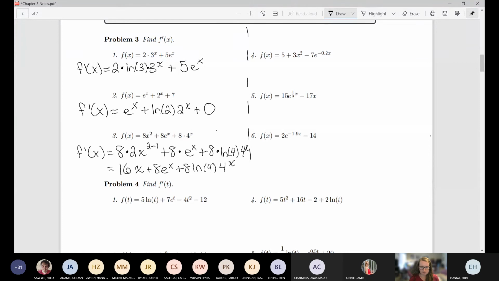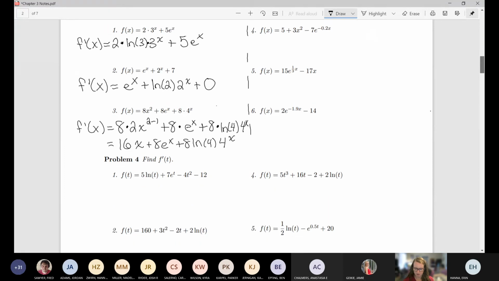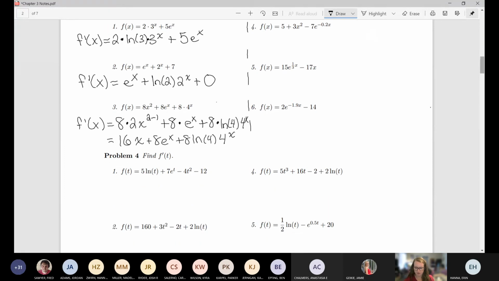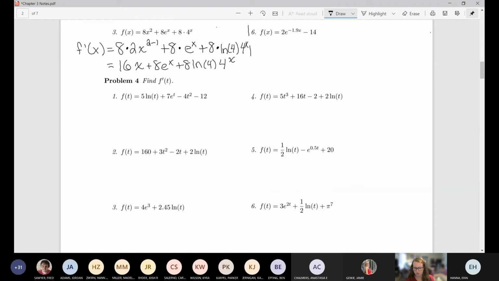So now I want to go on to problem 4. Again, I want to do the first column just for time's sake, so we at least get some of them in, and then we'll go back to any ones we miss on Thursday. So I know I kind of have to go past the rules, but hopefully you have them in front of you, so you'll be able to use them. So I want to take these derivatives as well. Now we've got some natural logs floating around in here.